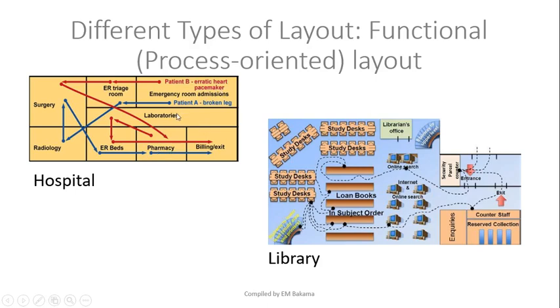But now, you see the movement in red and blue shows the movement of two different patients. We have patient A that has a broken leg and patient B with an erratic heart pacemaker. So you notice that the movement won't be the same depending on the problem.